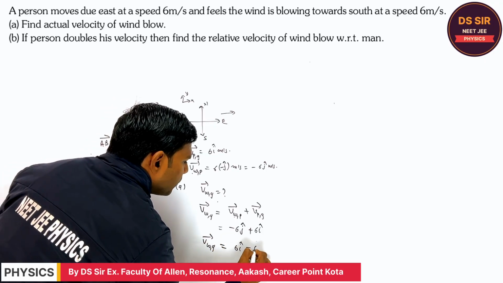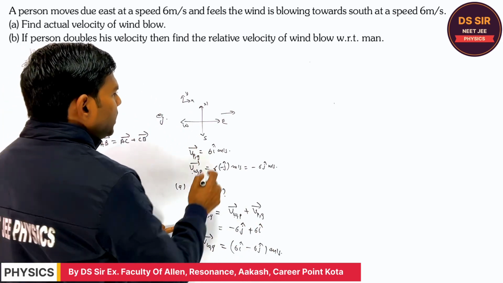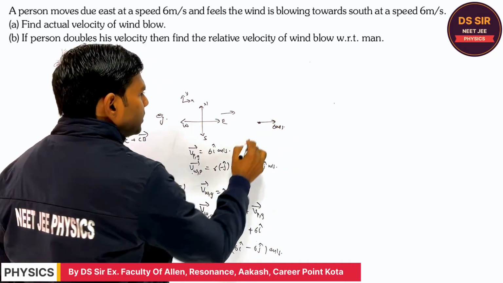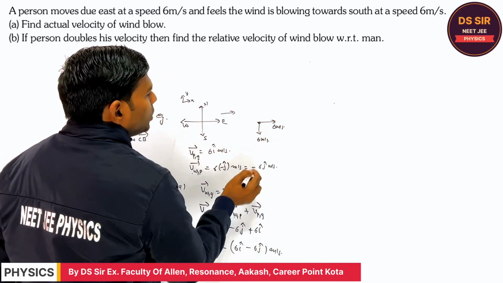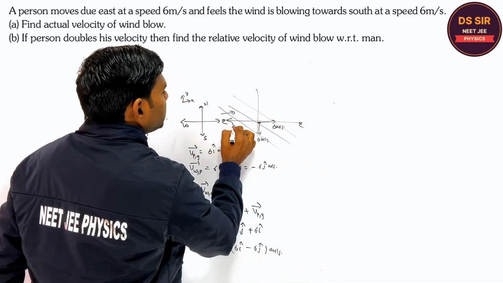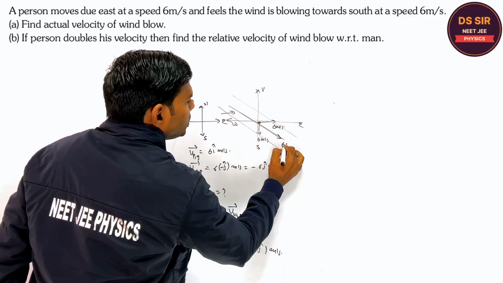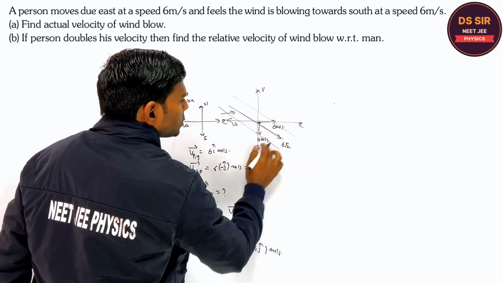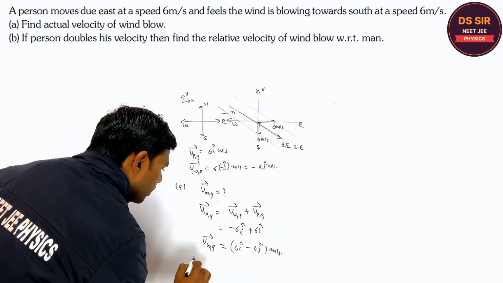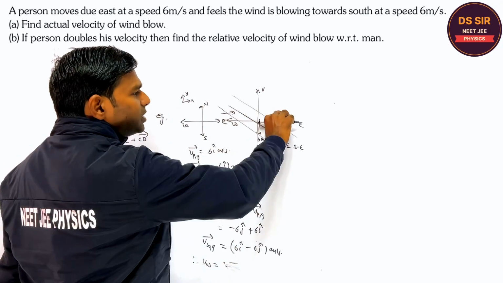So what is the velocity of wind with respect to ground? This is 6 i cap minus 6 j cap meter per second. What does it mean? 6 i means 6 meter per second in this way and 6 meter per second in this way, so the wind is blowing in this direction, right? Suppose this is east, west, north, south. So what is the velocity of the wind? 6 root 2, towards southeast, right? Therefore, the velocity of wind is equal to 6 root 2. This is 6 and 6.